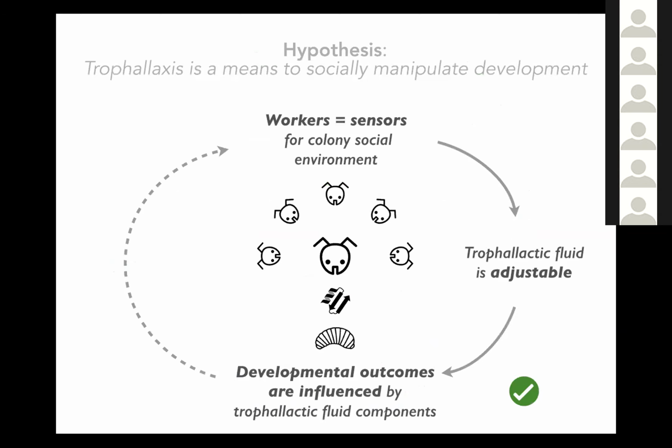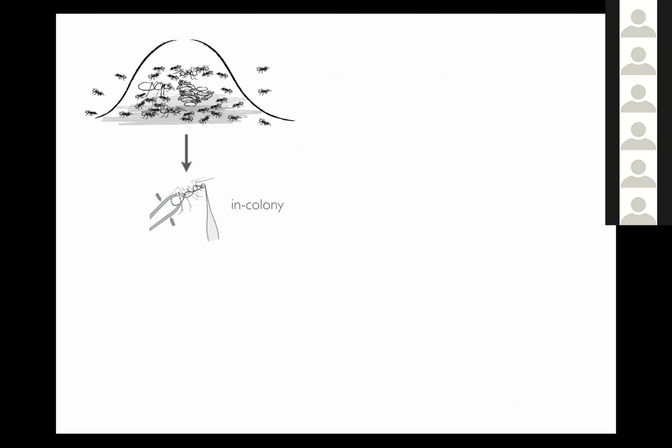But do we see that this fluid can be adjusted by the social environment? To look at that, I took individuals from within a colony. I collected their trophallactic fluid, then isolated them away from the colony for 14 days and collected their trophallactic fluid again. Then I compared what they have in there by proteomics, which looks at the abundance and which proteins are present in this fluid.